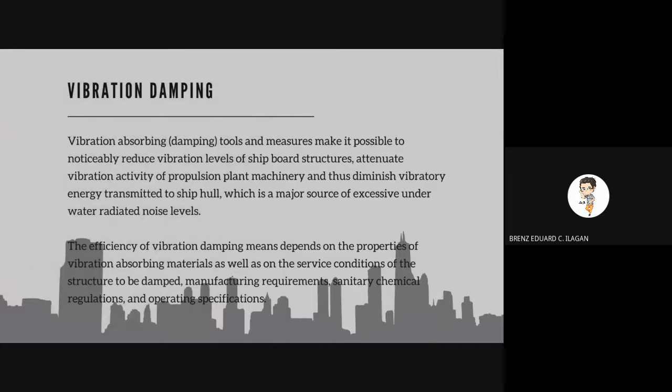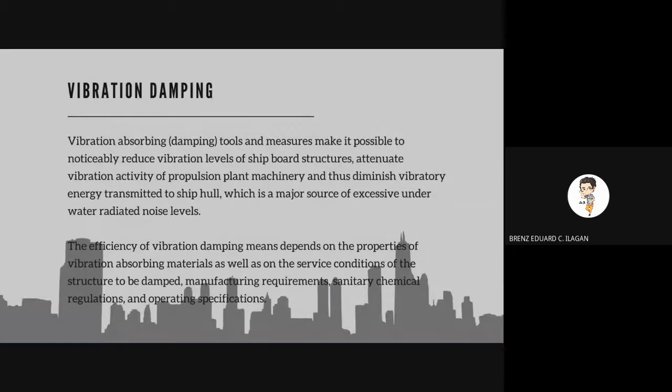Vibration damping. Vibration absorbing or vibration damping tools and measures make it possible to noticeably reduce vibration levels of shipboard structures, attenuate vibration activity of propulsion plant machinery, and thus diminish vibratory energy transmitted to the ship hull, which is a major source of excessive underwater radiated noise levels.